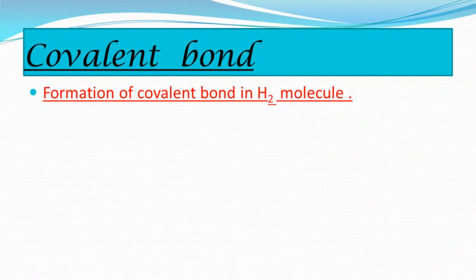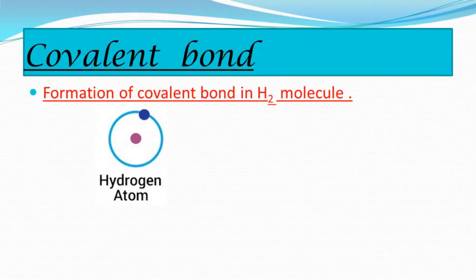Now we will see the formation of a covalent bond in different molecules. Let us first consider the example of the hydrogen molecule. Student, we know that a hydrogen atom contains only one electron in its first shell, and its duplet is short of 1 electron, and therefore the valency of hydrogen is 1.